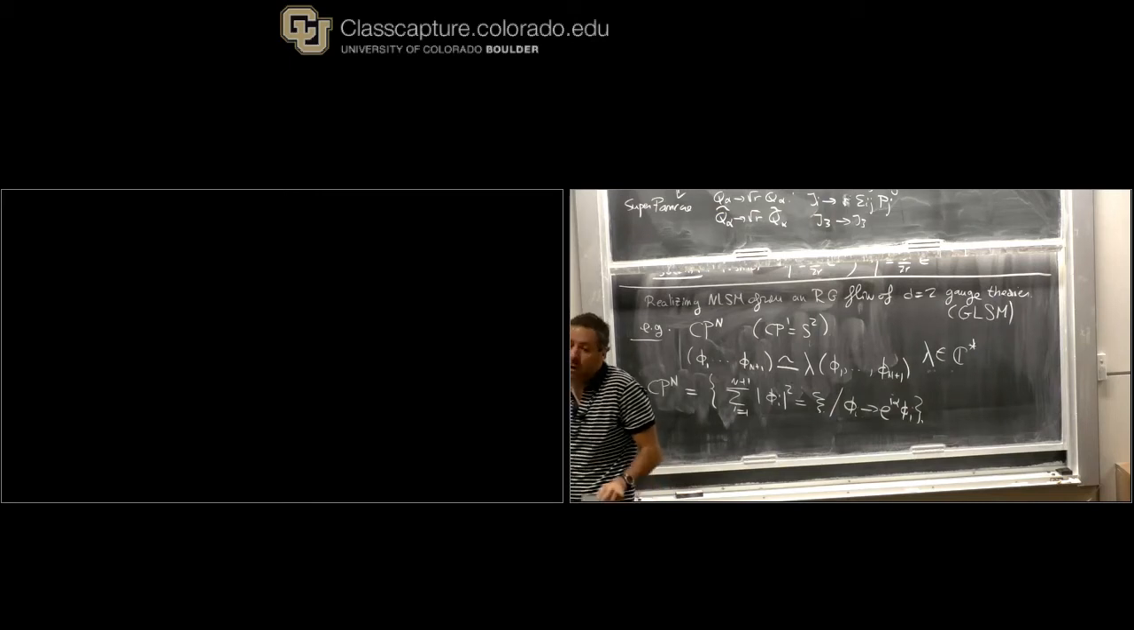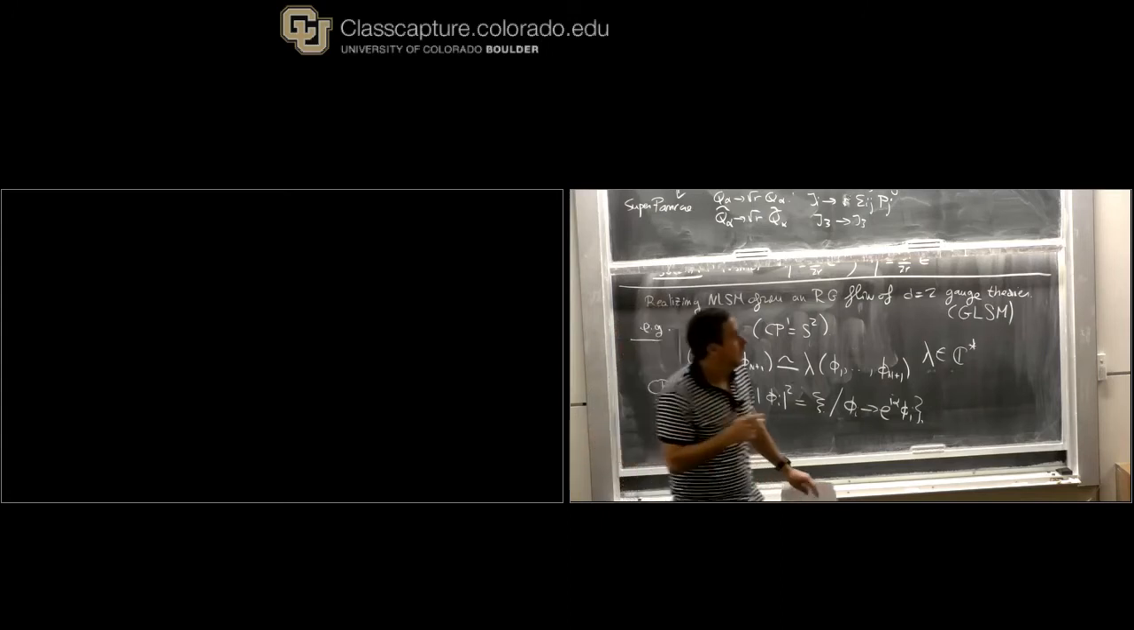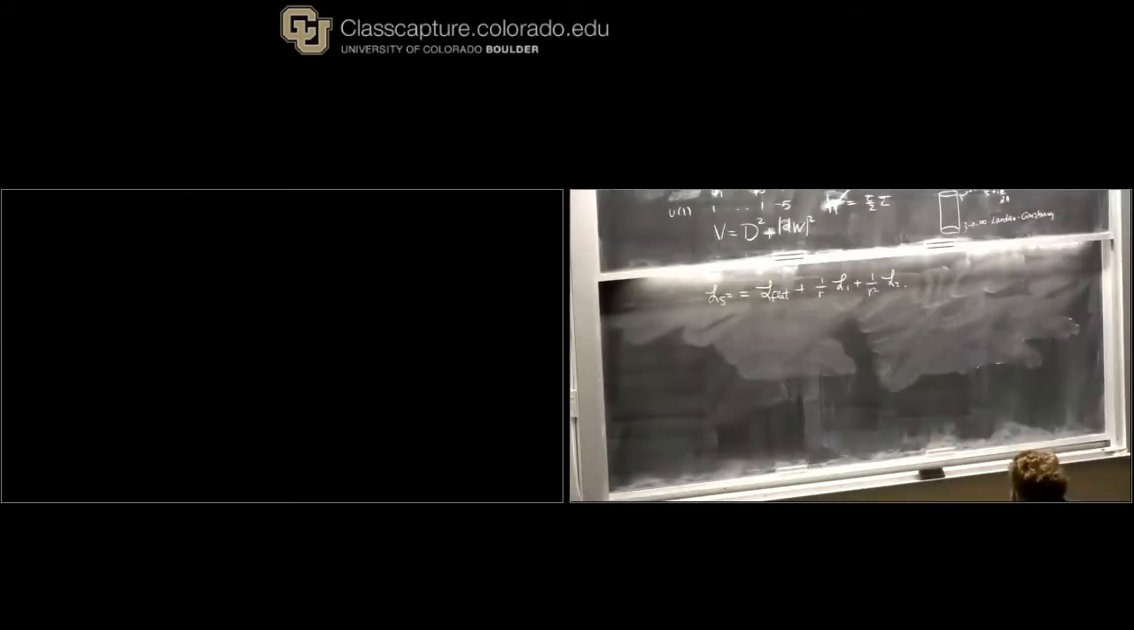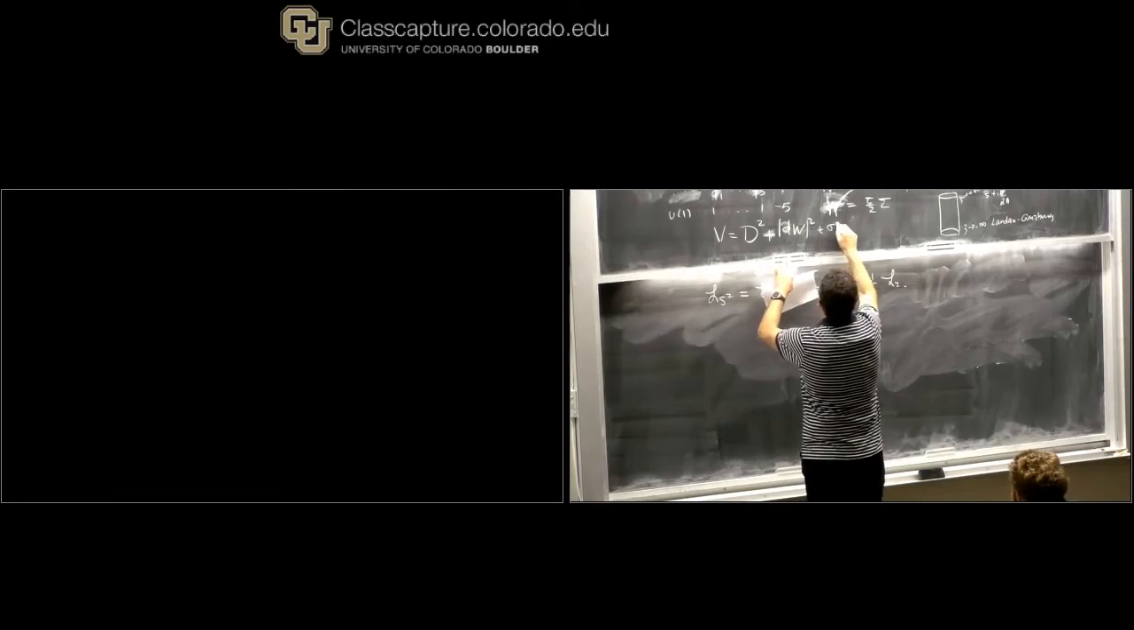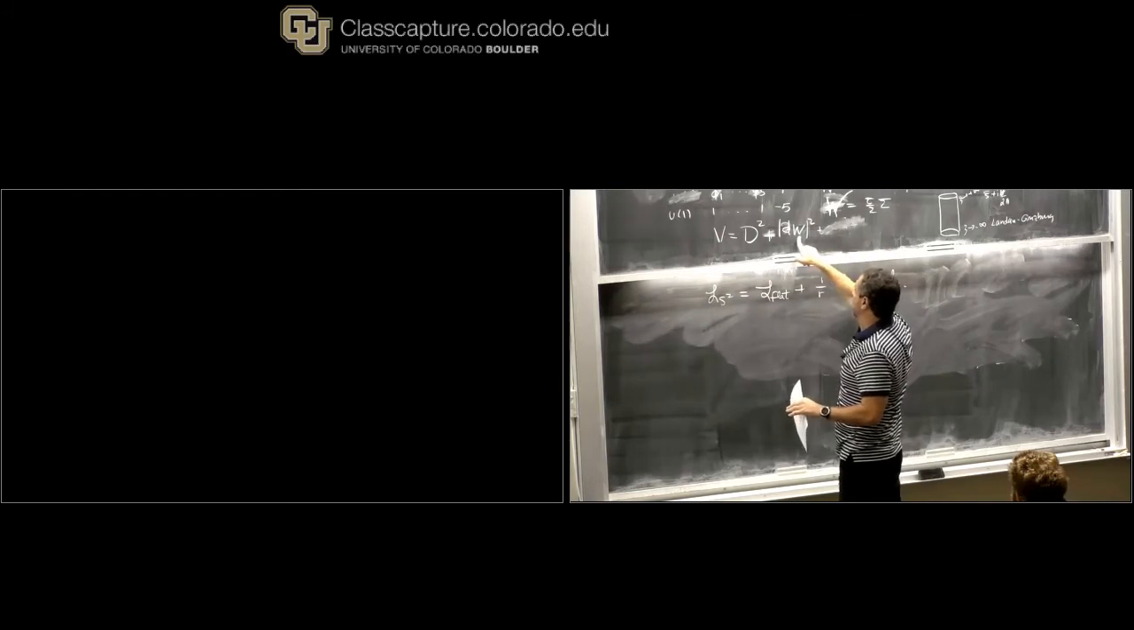Well, you have to worry about fluctuations around it, and yes, you have to study them. Okay, you're right. So there's another term in the potential. I didn't say what sigma is, but it is a scalar field in the vector multiplet. Are you talking about the Fayet-Iliopoulos term?